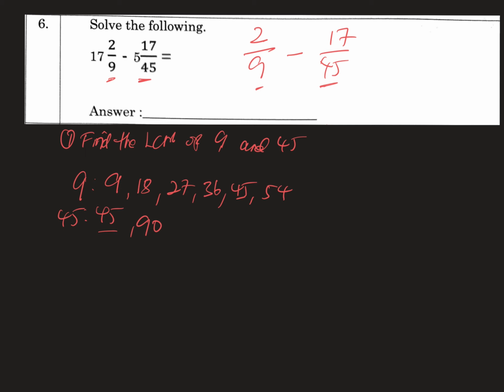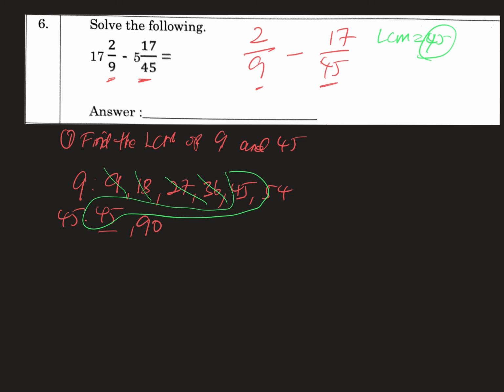And we could stop right there because the LCM, lowest common multiple, is the first number that is a multiple of both numbers, 9 and 45, that they have in common. Do they have 9 in common? Nope. Do they have 18 in common? Nope. 27? Nope. 36? Nope. But they do have 45 in common. So 45 is the LCM. If you do this, you automatically get 1 mark for finding that LCM.